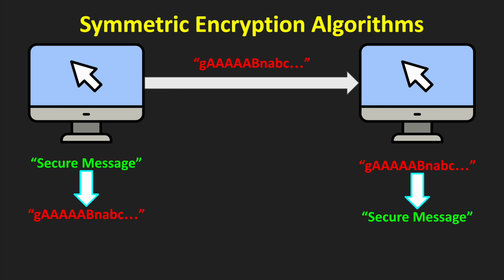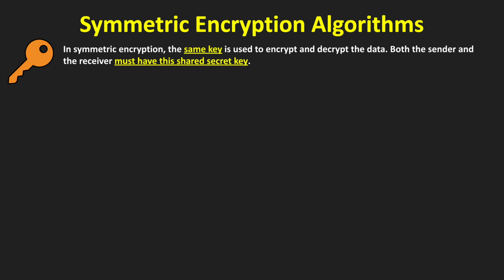The first one is the symmetric encryption algorithms. For symmetric encryption, we are using the same key. The same key is used by the sender and the receiver in order to encrypt or decrypt the message. So in symmetric encryption, the same key is used to encrypt and decrypt the data. Both the sender and the receiver must have this shared key.